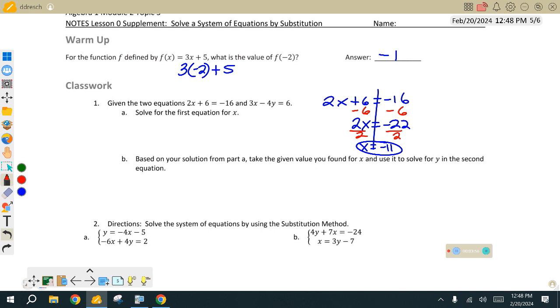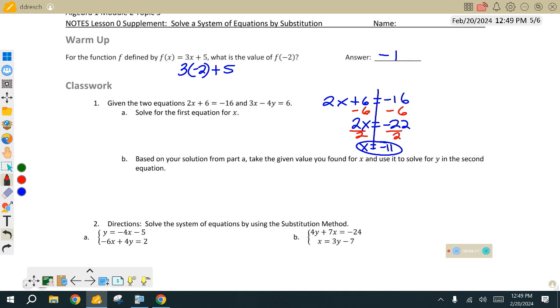Now, based off of that result, we're going to go to the second part of the question, which is generally what we're going to be doing here today. As we work through here, we've been doing a lot of what we call substitution. The very first thing that we did, the warm-up today, we replaced the x value with negative 2, or another fancier math term is we substituted. Here, we just solved for x. We get x to be negative 11.